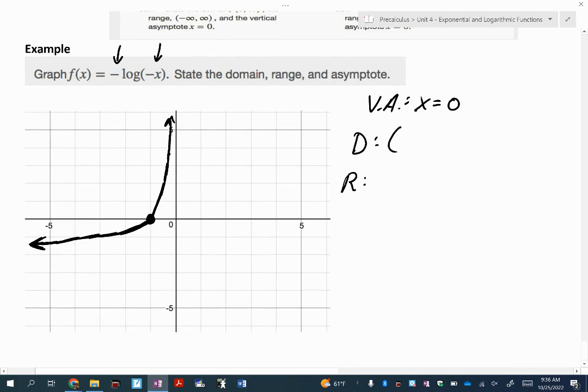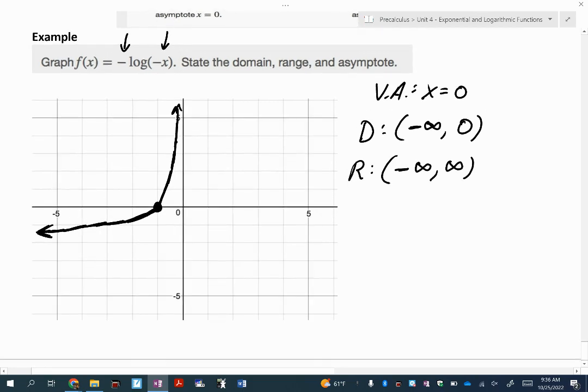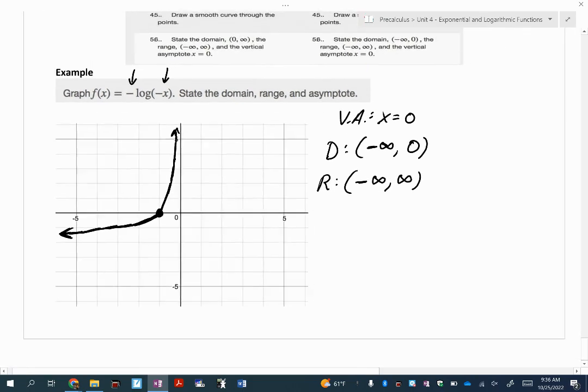Remember, read it from left to right. So it's actually going to be negative infinity. The reason we can plug in negative numbers is because we will be taking the opposite of them before we do the logarithm. And then we're going to get all the way to 0, but we can't use 0, all right, because we can't take the log of 0. For the range, I know it looks a little funky, but you're still going to have negative infinity to positive infinity. All right. So hopefully having Desmos at your fingertips will help you with that.